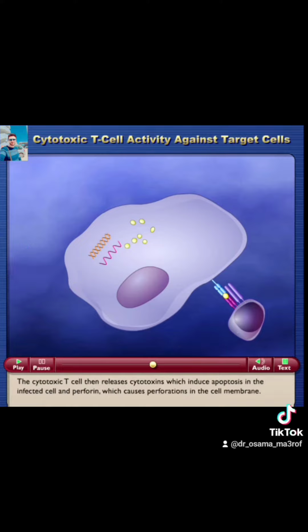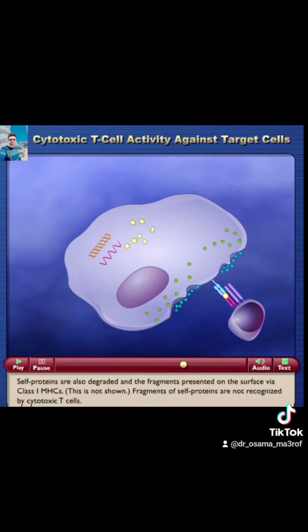The cytotoxic T cell then releases cytotoxins which induce apoptosis in the infected cell and perforin which causes perforations in the cell membrane. Self-proteins are also degraded and the fragments presented on the surface via class I MHCs.